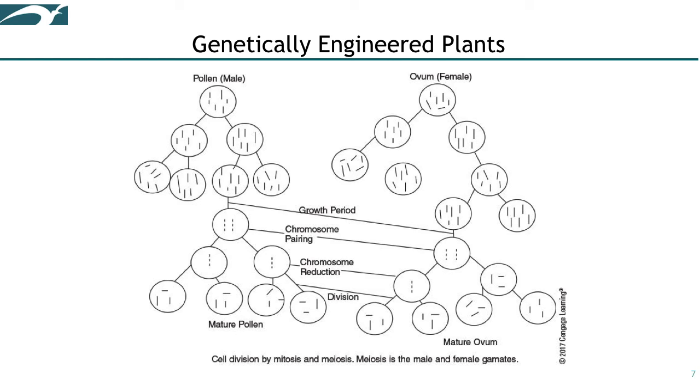So in this genetically engineered plant structure system we talked about earlier, here we have the pollen, the male, and the ovum, the female, coming together in this growth period where the chromosome pairing takes place and the chromosome reduction takes place, and cell division takes place. You have the mature pollen and the mature ovum, and this is just a wonderful example of what happens within the cell under the microscope.